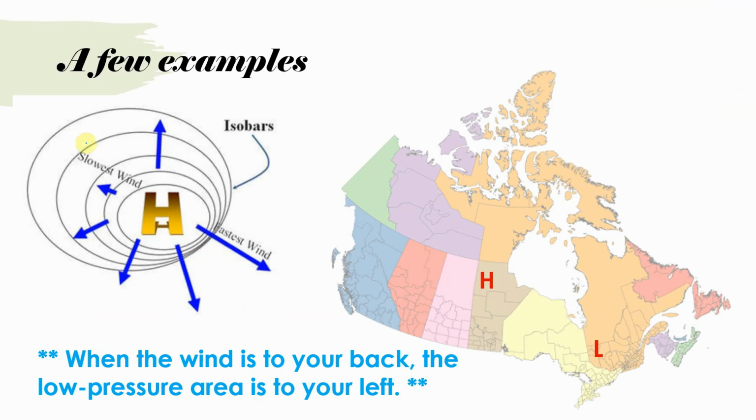Okay, so a few examples. This is an example on the left-hand side here, showing what it's going to look like in terms of isobars. When the isobars are very close, we're going to have very fast winds. Isobars a bit further apart, we're going to have slower winds over here.